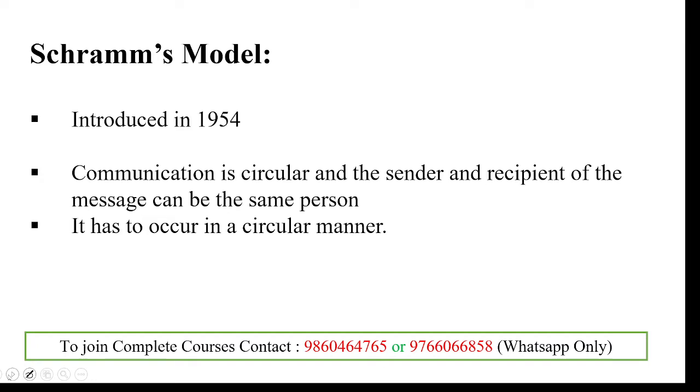Then Schramm's model. Schramm's model was introduced in 1954. Here the communication is circular. So here there is a feedback. Okay. You can see feedback in this communication, and the sender and the recipient of the message can be the same person. That's also important in this model. You can guess or imagine that the sender and recipient of a particular message can be the same person.